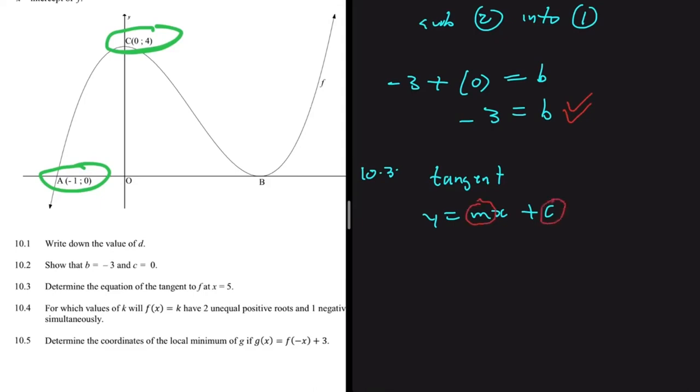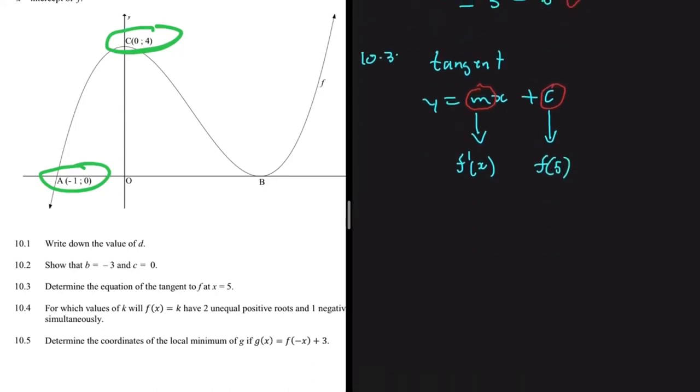So to find the gradient, we're going to use f prime of x, right? We're going to differentiate f of x and substitute the x value to find the gradient. But then now we have the gradient sorted. How are we going to find the value of c, right? We need a point to find the value of c. We know that we are interested in the point when x is equal to 5, right? So if we substitute 5 into f of x, then we're going to be able to find the y value of that point. So let's go ahead and do what we're proposing.